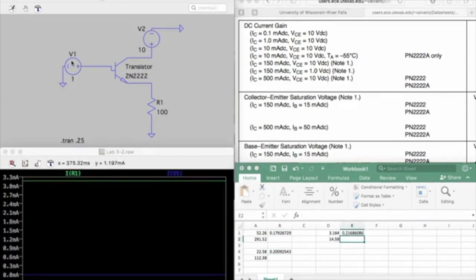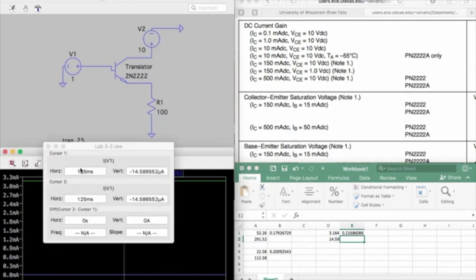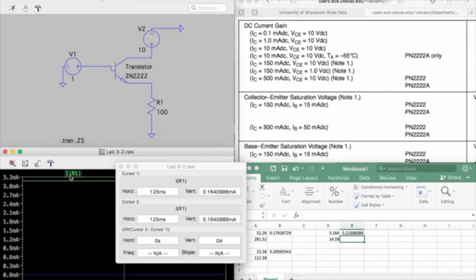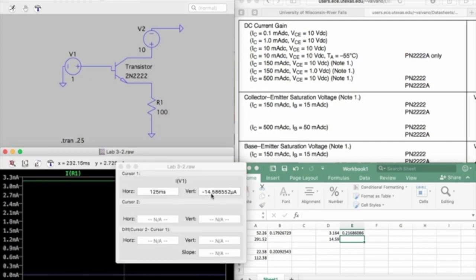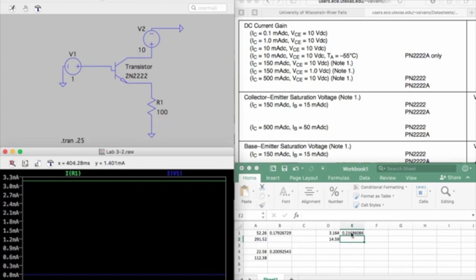Finally, we changed the voltage to 1, and we got a current running through the emitter equal to 3.164 milliamps, and then through our voltage source we got a current of negative 14.58 microamps, and it's negative because of which way the current is going. When we divide them, we get a gain of about 216.